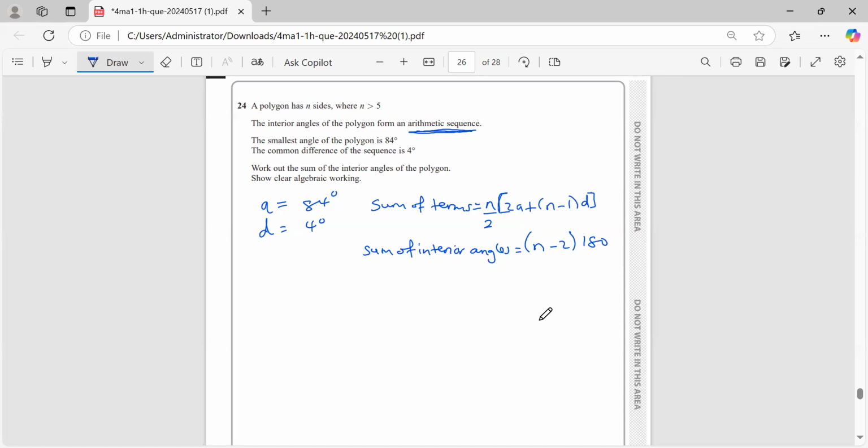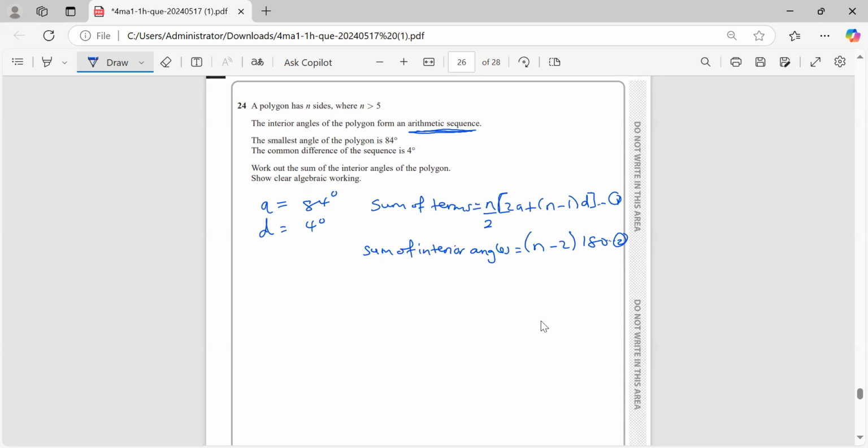And if we find the value of n, we can actually use the value of n to find out the sum of the interior angles of the polygon, isn't it? So the first thing that we have to do, I'm going to equate these two equations, right? Because they mean the same thing, right? They are both giving me the sum of the interior angles, isn't it?